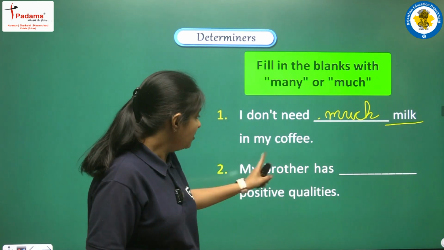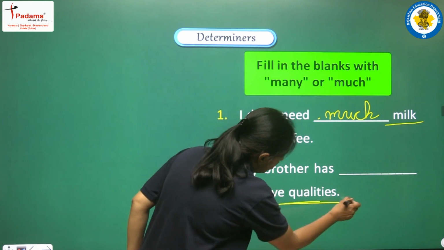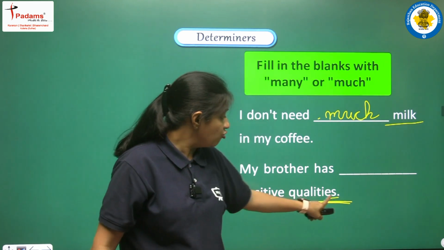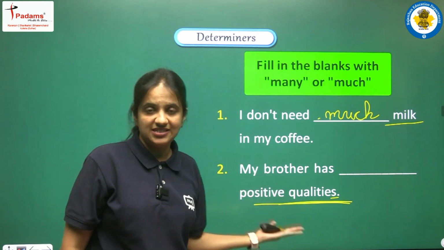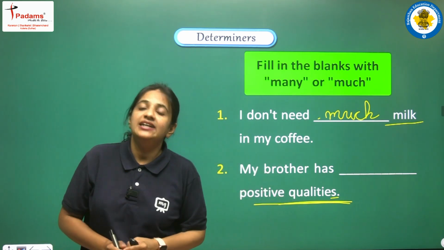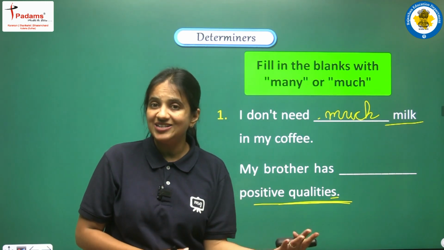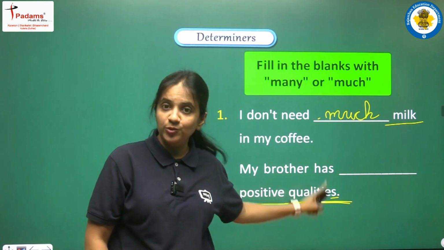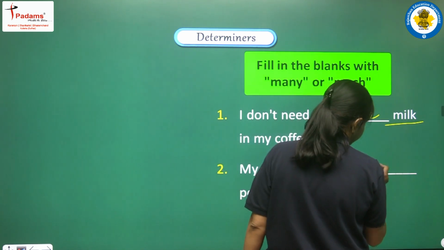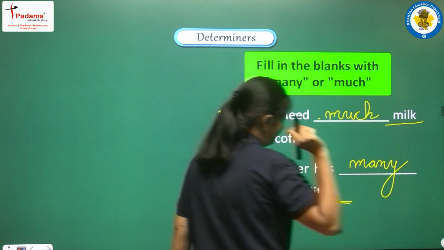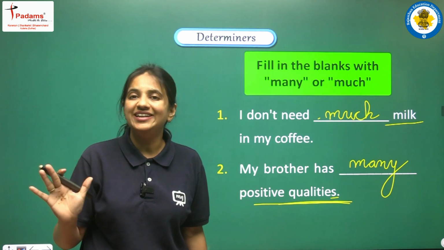Second sentence, my brother has positive qualities. So now our noun is qualities. First of all, we can see that qualities is a plural noun. Second, yes, we can count the qualities. Yes, we can count qualities and say that he is having 5 good qualities, she is having 3 bad qualities. Okay, so qualities, here we are having a plural and countable noun, and for that we have to write many. So the complete sentence will be, my brother has many positive qualities.